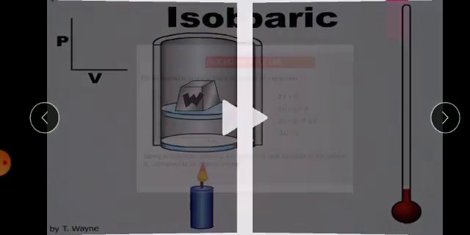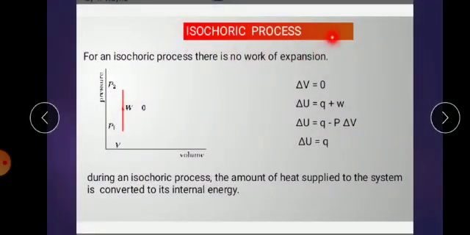Next, the isochoric process. For an isochoric process, there is no work of expansion. So according to the first law of thermodynamics, ΔU is equal to Q plus W. So here the volume should be constant. Choric means volume should be constant. So ΔU is equal to Q plus W. What's the formula for work W? Minus PΔV. So ΔU is Q minus PΔV.